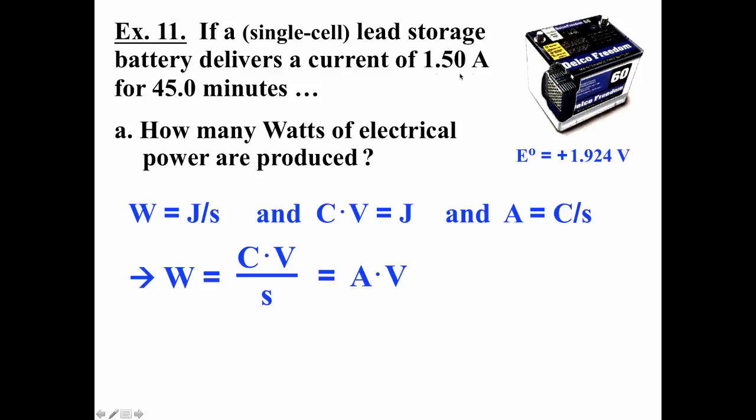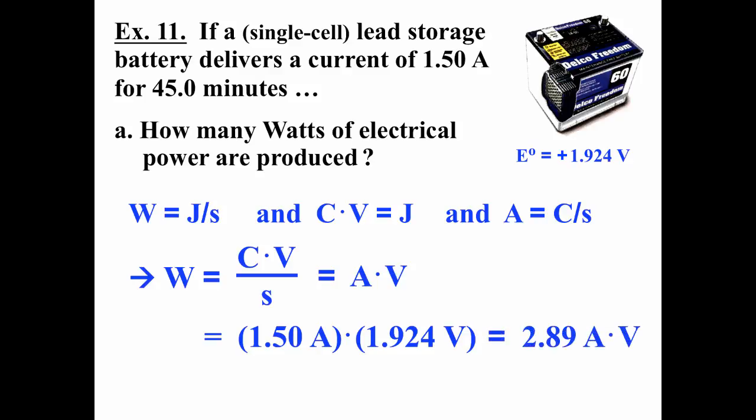And so since the question gives us both amperes and we know from the previous example the voltage, we simply multiply those two together and we get 2.89 ampere volts. And then of course we like to report this as watts. So an ampere is the same as a coulomb per second, and then a coulomb times a volt is the same as a joule, and then a joule per second is the same as a watt. So how many watts of electrical power are produced is 2.89 watts.